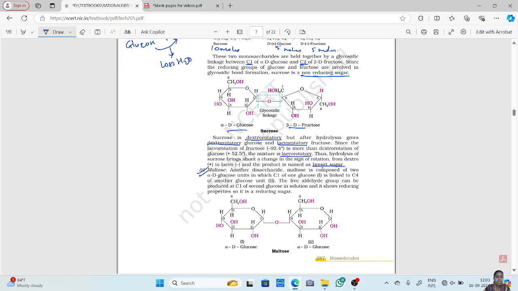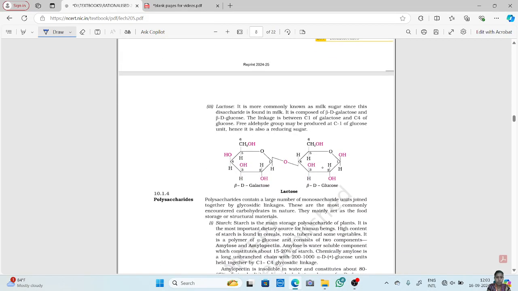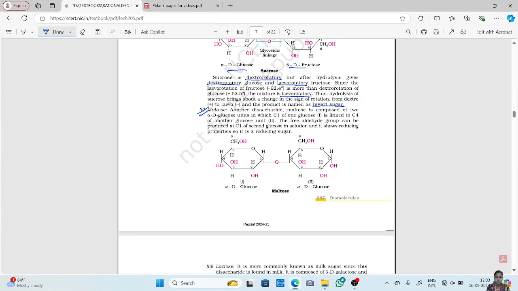Now, the second one is maltose. Another disaccharide is maltose. Maltose is composed of 2 alpha D glucose units. Sucrose is made up of glucose and fructose, that is different monosaccharides, but maltose is made up of 2 units of the same monosaccharide. So maltose is made up of 2 alpha D glucose molecules, in which C1 of one glucose is linked to C4 of another glucose.